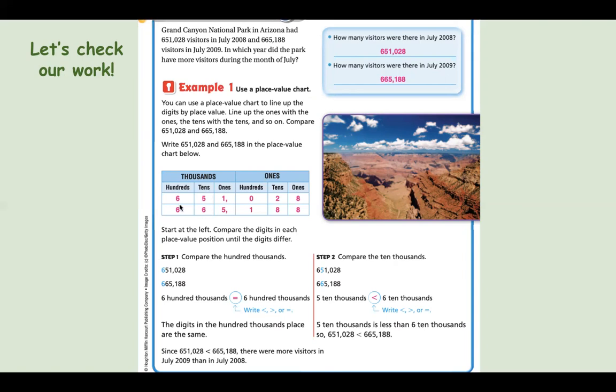So that means that this whole number, 651,028, is less than the number 665,188 because it has less 10,000s than this number does. So even if we kind of ignored those numbers for a second, think about it. 651 is less than 665, right? Because 6 tens is greater than 5 tens.